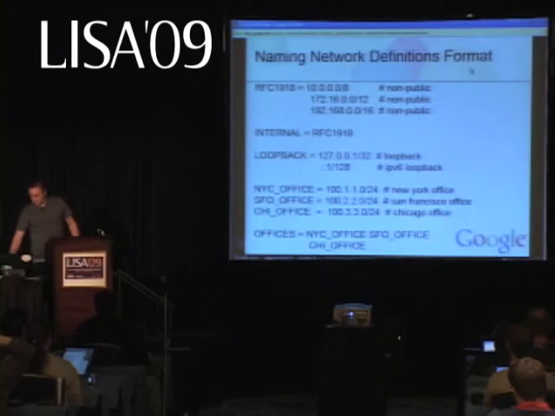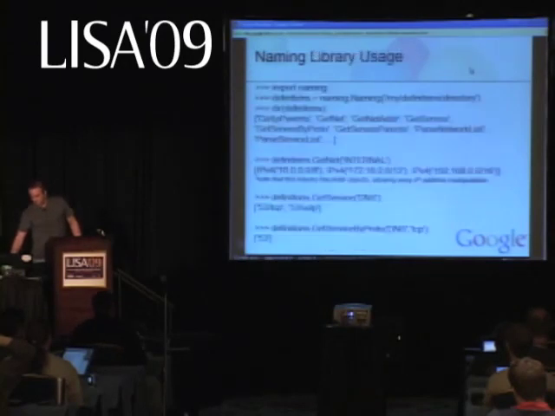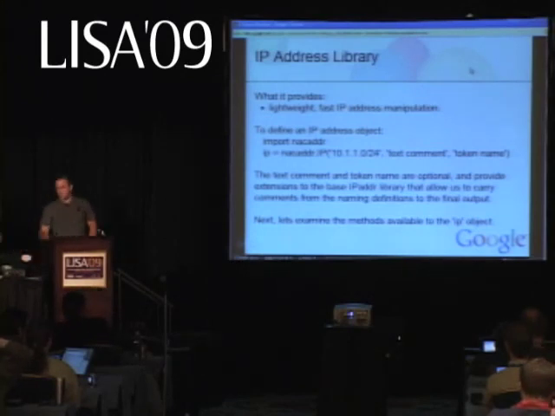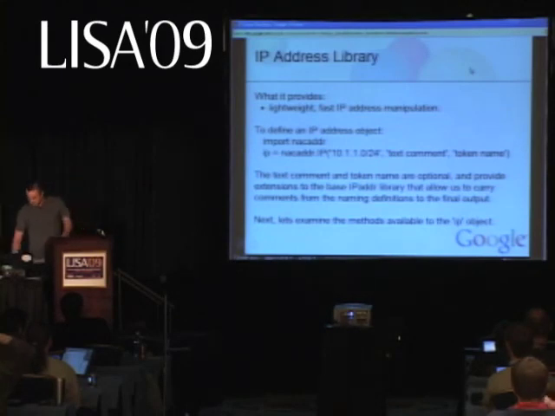It turns out to be really useful, obviously, when you're generating your firewall rules, to see the comments. You might say, this was because the CEO demanded to be able to access this from his house. So the text comment and token are optional. You don't actually need them there, but as I said, oftentimes it's very helpful to have them. They provide an extension to the base library.